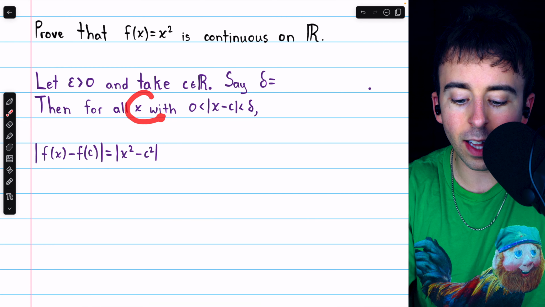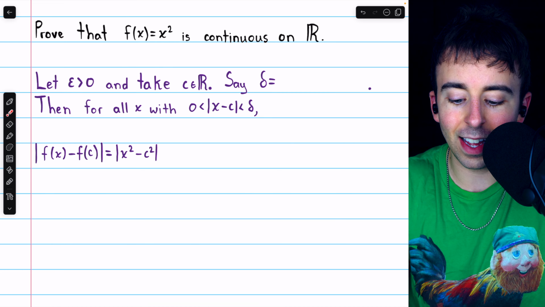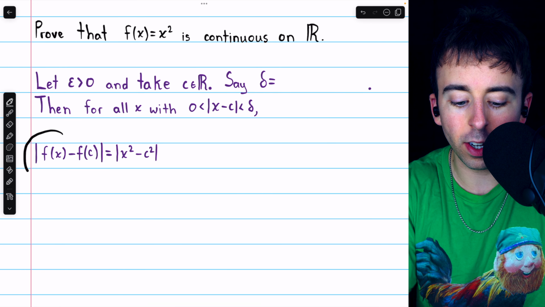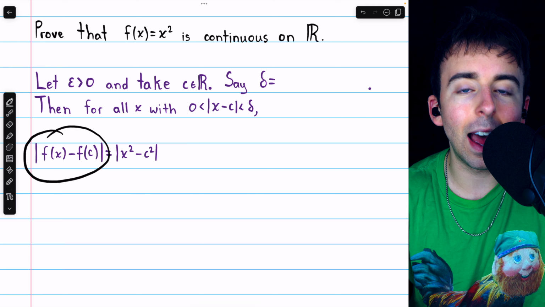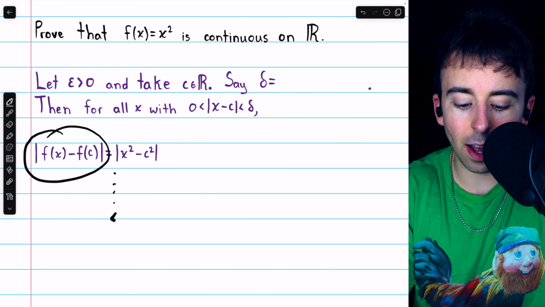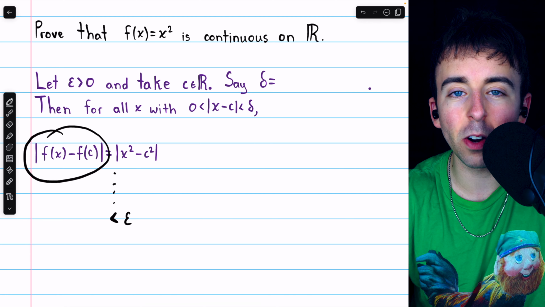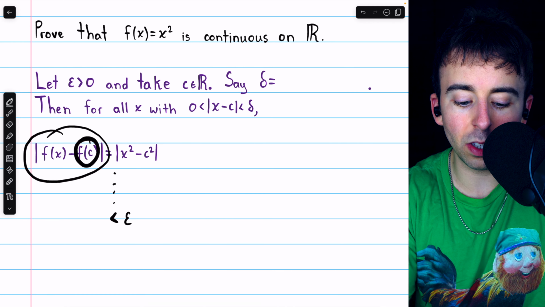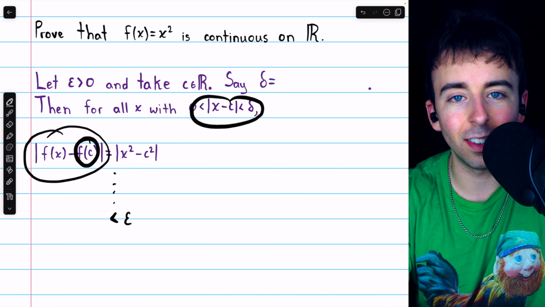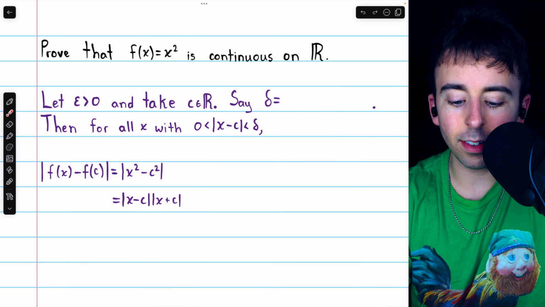So we'll say for all x where the absolute value of x minus c is greater than 0 and less than delta, we have the following. And we're going to work with this expression, which is the distance between f of x and f of c. We're going to work with that to eventually end up with showing that it's less than epsilon. So we're showing that the function is sufficiently close to its value at c, provided that x is sufficiently close to c. Now, f of x, of course, is x squared, and f of c is c squared.